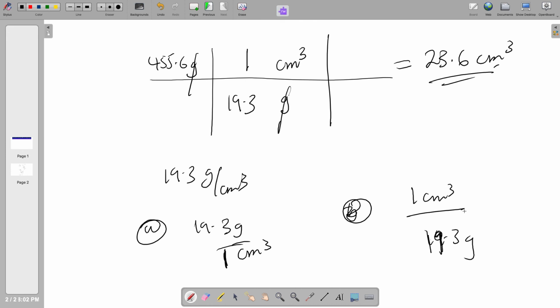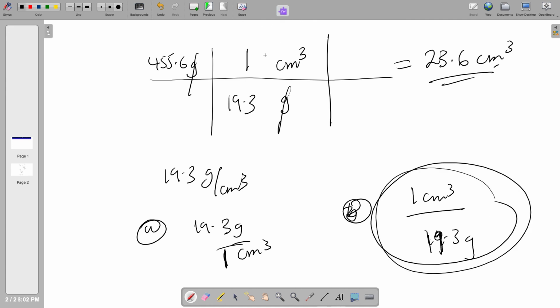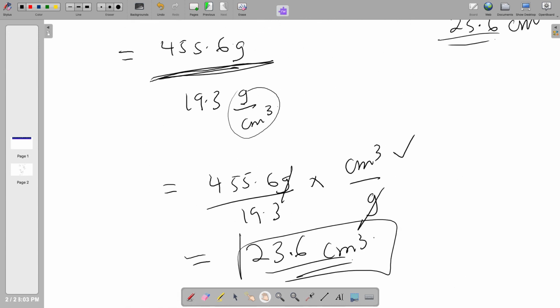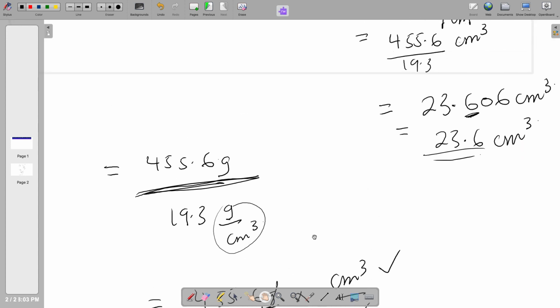So the ratio that we used to figure out our volume was this one. Okay, so you see that, 1 over 19.3. So that is how to calculate the volume of an object when the mass and density are given.